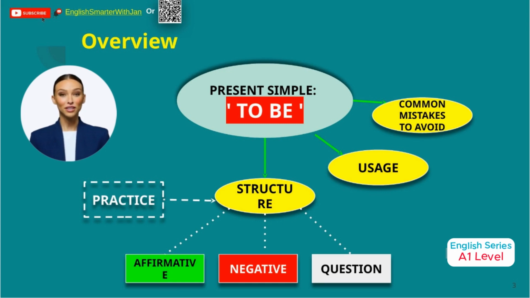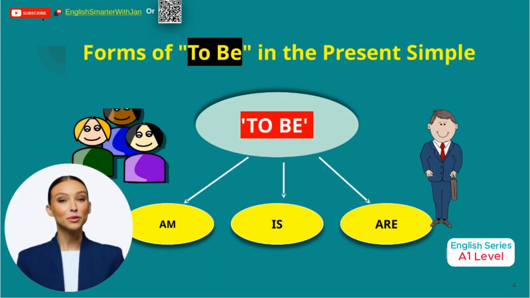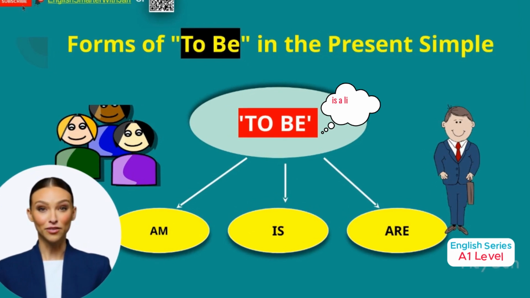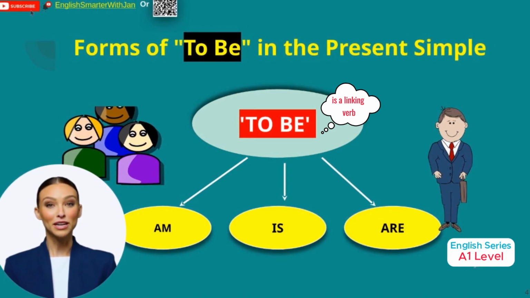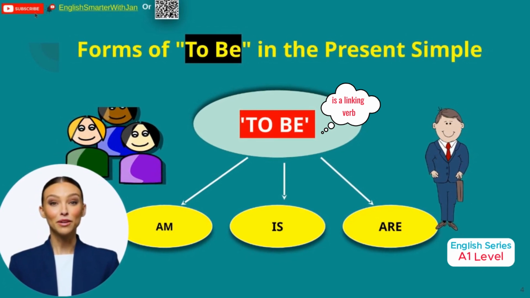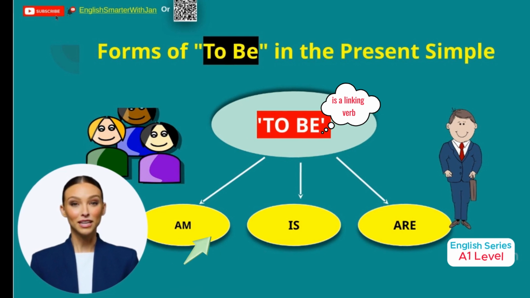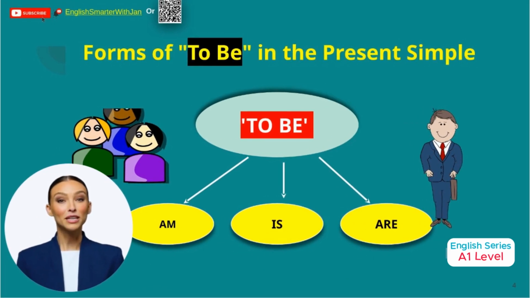Now let's get started. Before we proceed, let's quickly clarify what the verb to be is. In the present simple, to be is a linking verb. When functioning as a main verb, it changes form depending on the subject. It has three forms: am, is, and are. We'll examine how these forms correspond to different subjects.